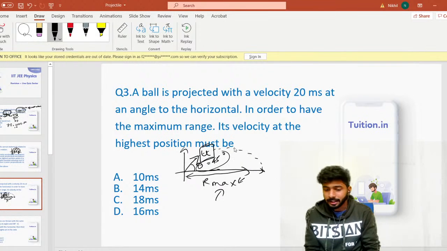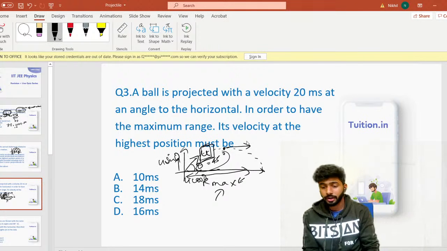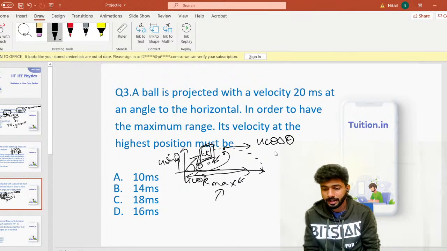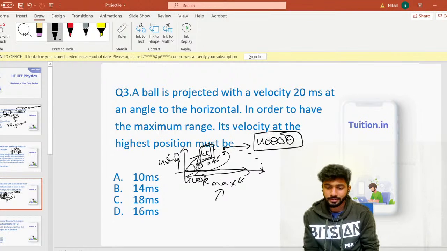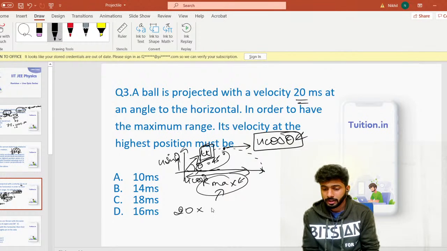If theta is 45, then at the topmost point you only have the cos component left, right? There are two components of velocity: one is u cos theta and the other is u sin theta. When the body reaches the topmost point, it only has u cos theta left. U sin theta becomes 0, that's why it is the topmost point. So u cos theta is your answer. 20 is your u. What should theta be? Indirectly they gave you theta by telling that range should be maximum, so theta has to be 45. So 20 into cos 45 is the answer.